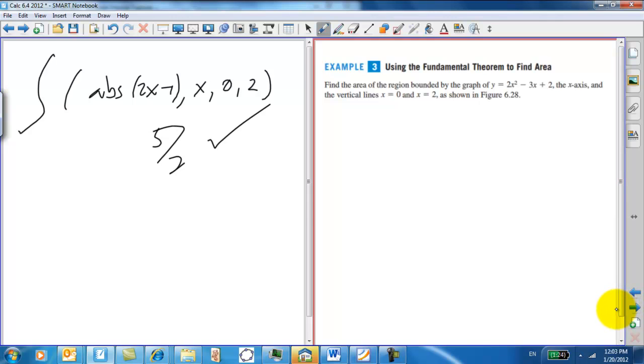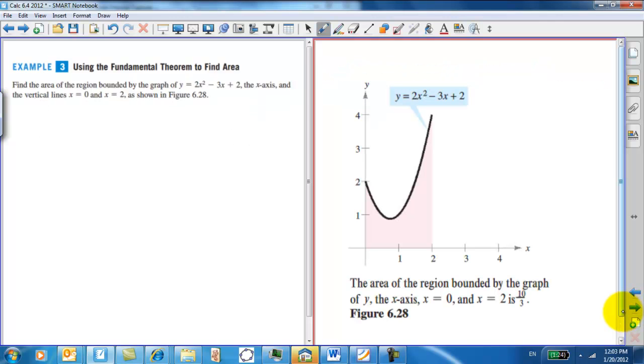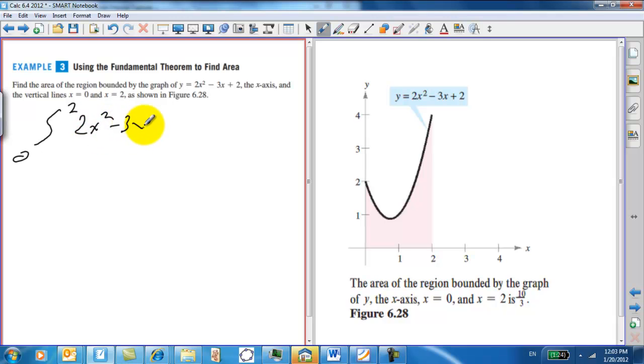Now, using the fundamental theorem to find area. Find the area of the region bounded by the graph of y equals 2x squared minus 3x plus 2, the x-axis, and the vertical lines x equals 0 and x equals 2, as shown in this figure. Okay, so there's part of the parabola going from 0 to 2, and we want the area bounded by all these things. So it's the integral from 0 to 2 of 2x squared minus 3x plus 2 dx.